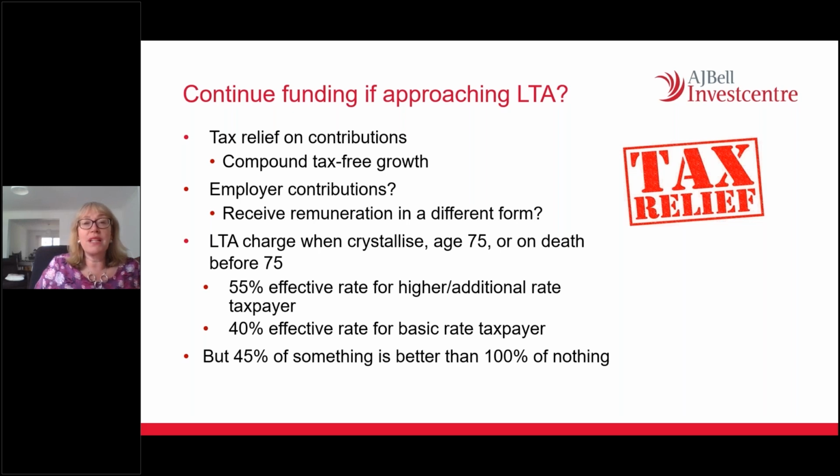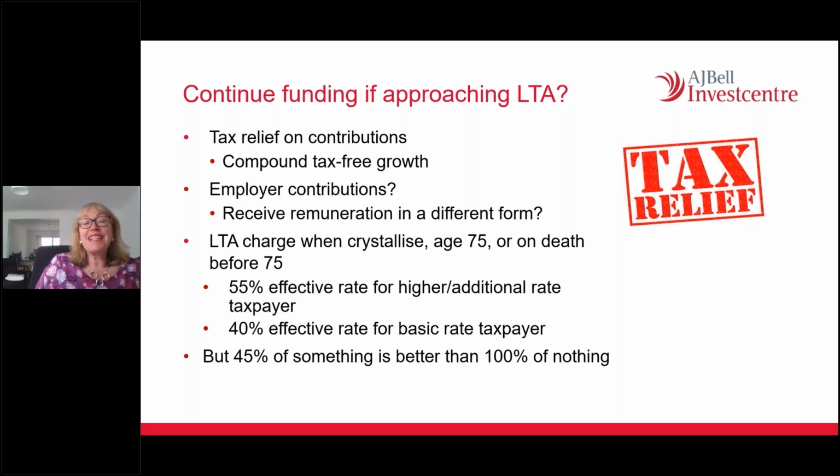And some of them might just say, "Well, listen, that's the deal on the table, either take it or leave it, see what you want to do." And if that's the case, then it's probably just worth taking the pension contributions. The downside, of course, is that you're going to have to pay a lifetime allowance charge in due course on the excess over the lifetime allowance when you take the benefits, or when the person dies, or when they reach age 75.